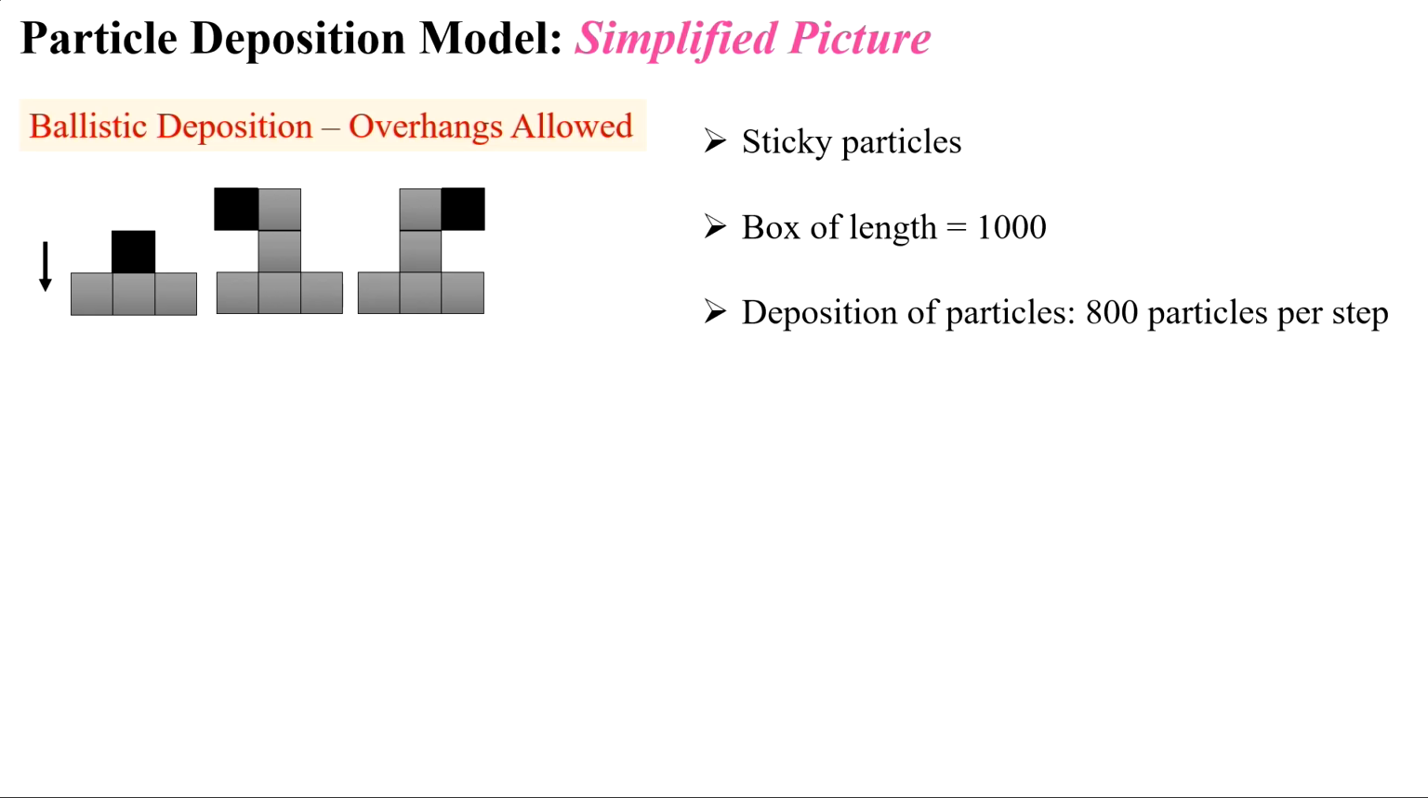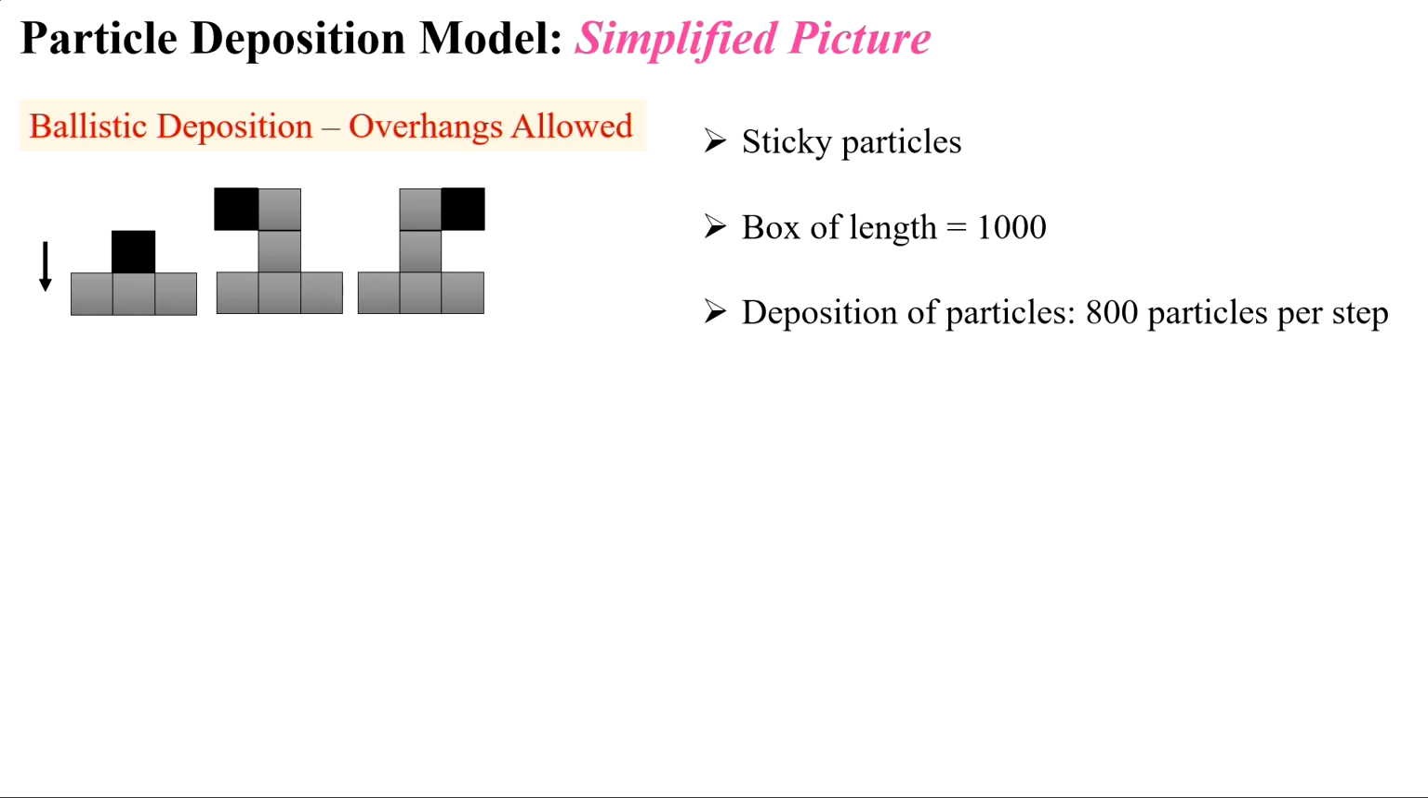These are sticky particles, so as I said, they can get attached wherever they see the first neighbor. We are using a box of length 1000, with 1 being the particle size, and at a given time we are sending in 800 particles and waiting for 10,000 steps and seeing how the interface grows, right? So this is a nominal system.